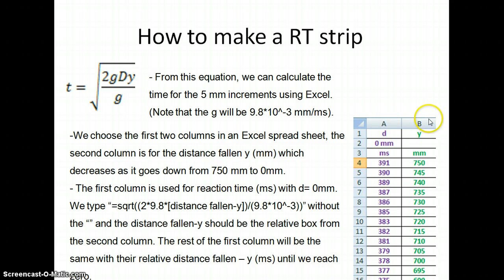This is an example of my Excel spreadsheet for the first two columns.